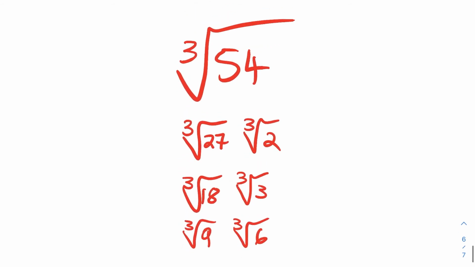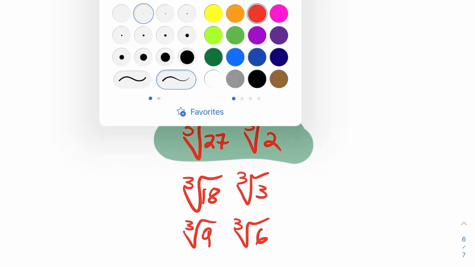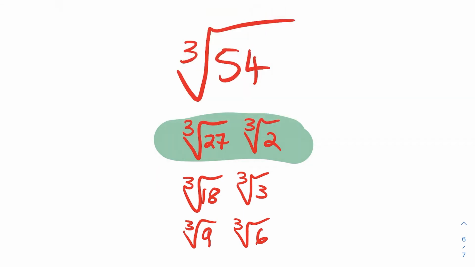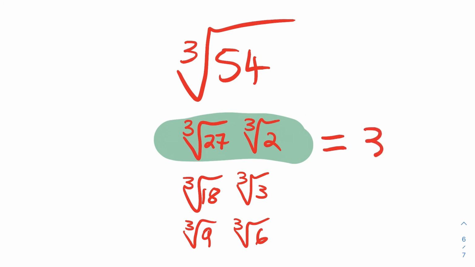The only interesting one here that has any rational factors at all is this one right here. That one has a rational factor. Neither the cube root of 18 nor the cube root of 3 is rational. Neither the cube root of 9 nor the cube root of 6 are rational. The only one of those that's rational is the cube root of 27, because I know the cube root of 27 to be 3. So this is 3 cube roots of 2.